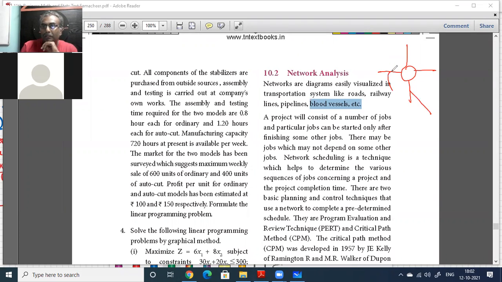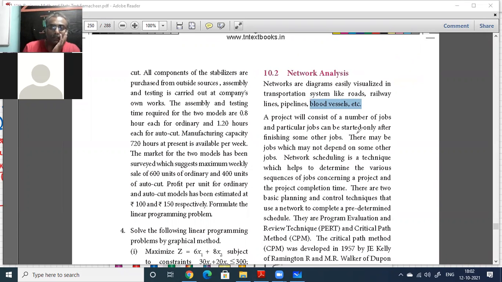This will go and connect with something else, and all like that will be there. Okay, some network. Blood vessels are also a network. So that's what we mean by network. Railway lines are also a network. Pipelines are also a network.